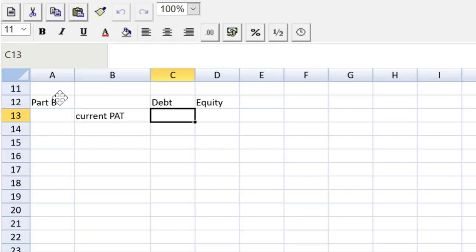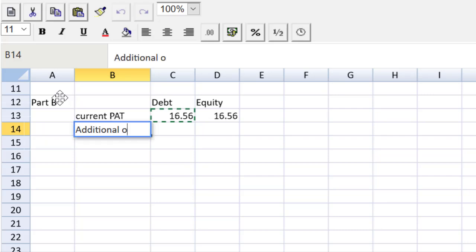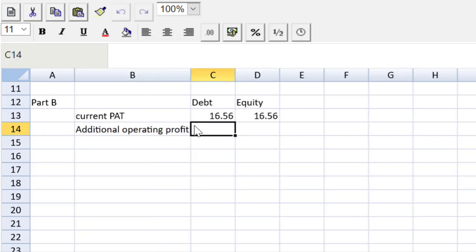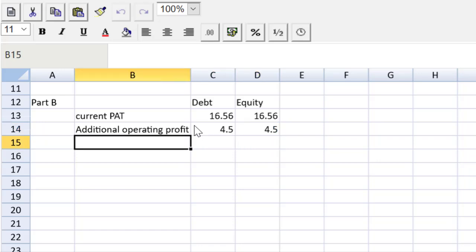Now, we know the current profit after tax, and they give that to us in the story. That's the 16.56, okay? Copy, paste, okay? Now, if we fund under debt, right, we will get additional operating profit. In both cases, we get that, okay? And that is 4.5, right? So we can put that into both columns. No matter what happens, we get an additional 4.5 in profit. Okay, but that's operating profit, so we have to take out the incremental tax. Okay, now, if we fund with debt, we'll pick up additional interest. Okay, we'll plug that in a moment.